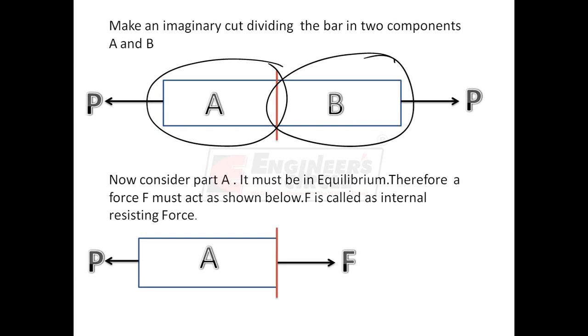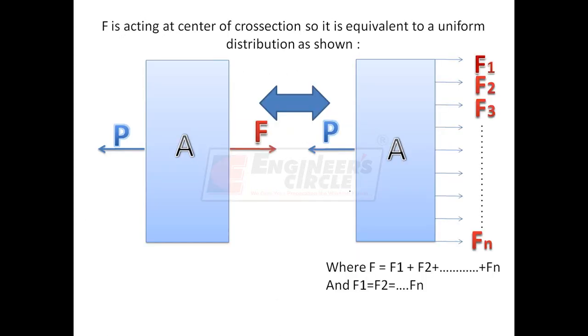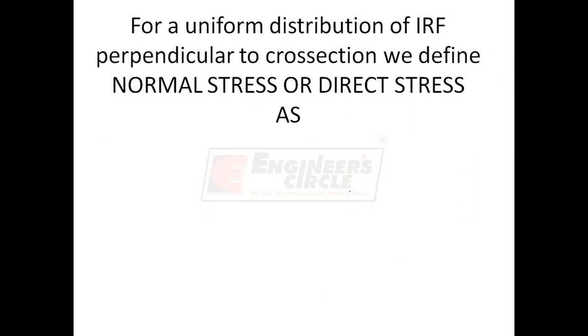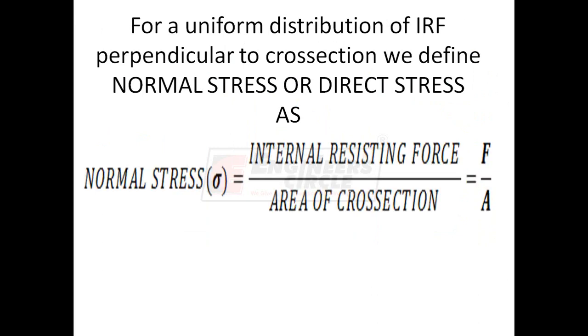This F is called internal force. Now this internal force F is acting at the center. We have learned that if a force is acting at the center, then this force is equivalent to a uniform distribution of force. So this force F is equivalent to a uniform distribution F1, F2, F3 and so on, up to Fm. And all these loads F1, F2, F3 must be equal. If the internal force is uniformly distributed on the area, then we can write normal stress or direct stress as internal resisting force divided by the area of cross section.